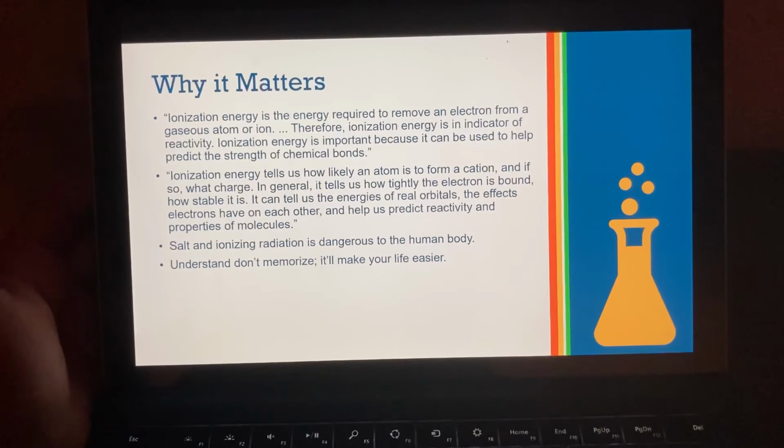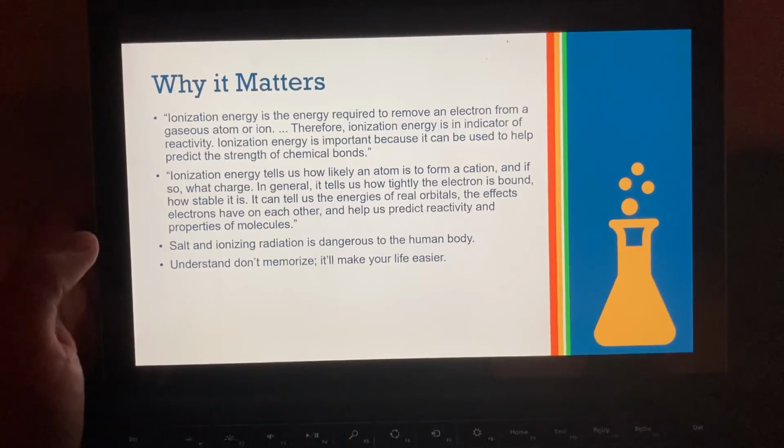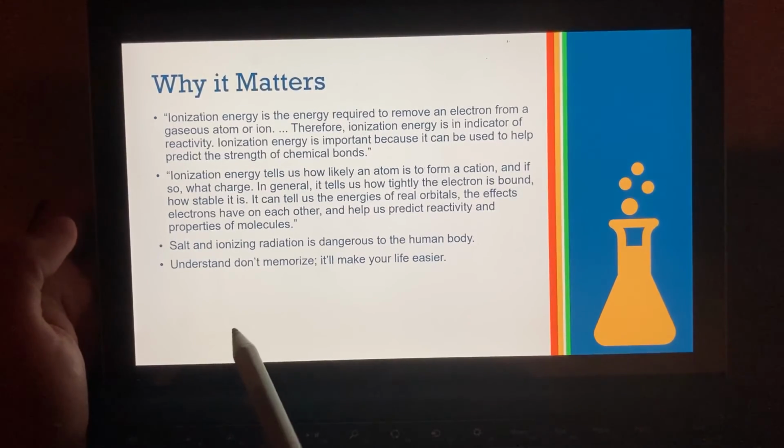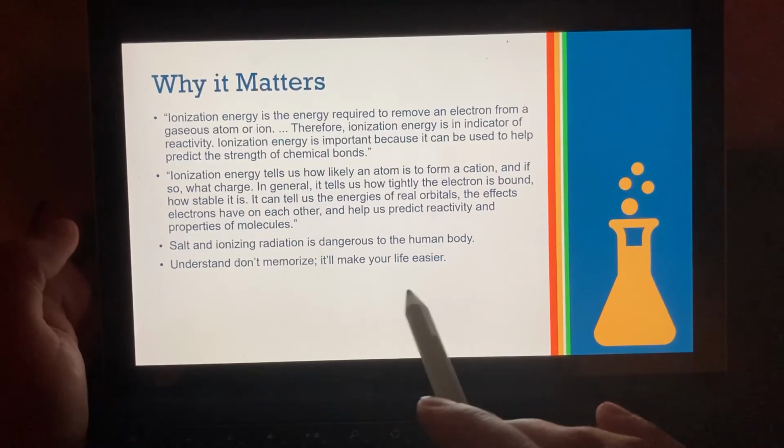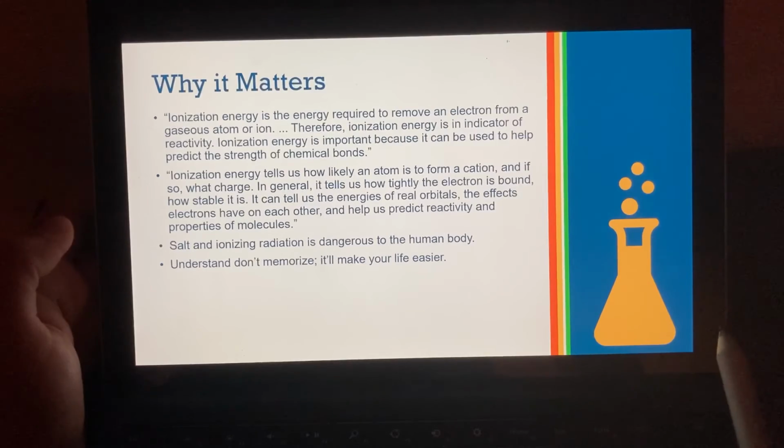So why does this all matter? Ionization energy matters because it's helpful to predict the strength of chemical bonds, and it helps us predict the reactivity of these elements. Ionization energy is involved in making salt, and ionizing radiation is dangerous to the human body. And this matters because it's better to understand this than it is to memorize the ionization energies per element in the periodic table.